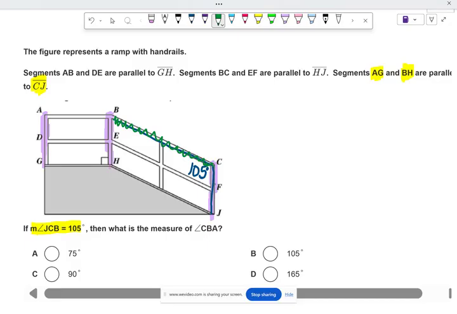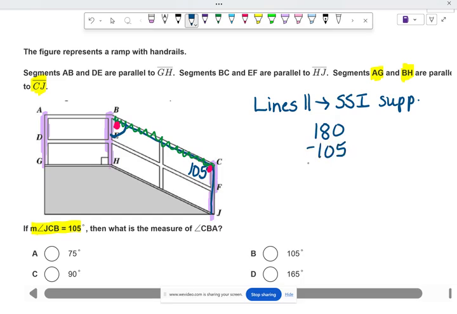I know that angle JCB right here is same side interior with angle CBH right here. If lines are parallel, then same side interior angles are supplementary. That means they add up to 180. So to find angle CBH right here, we're going to do 180 minus 105, which will give us 75 degrees.